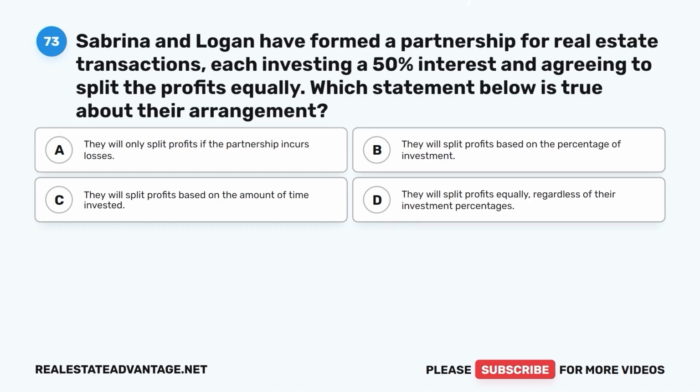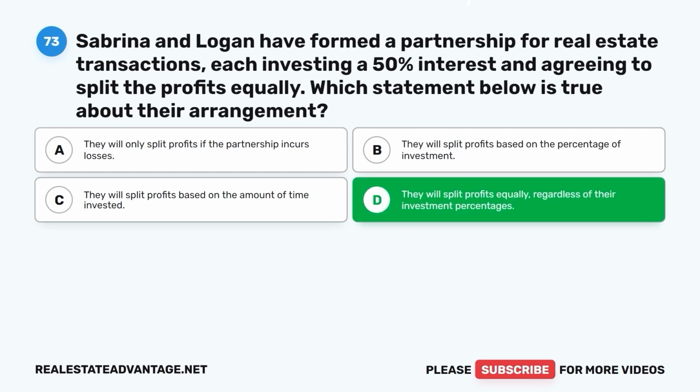Sabrina and Logan have formed a partnership for real estate transactions, each investing a 50% interest and agreeing to split the profits equally. Which statement below is true about their arrangement? A. They will only split profits if the partnership incurs losses. B. They will split profits based on the percentage of investment. C. They will split profits based on the amount of time invested. D. They will split profits equally, regardless of their investment percentages.